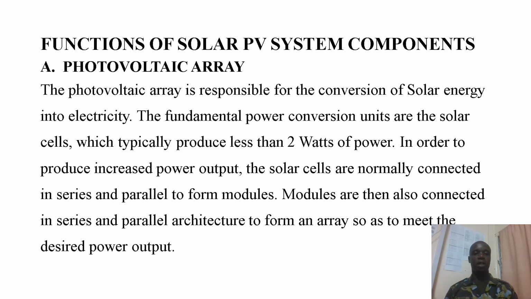So the photovoltaic array is responsible for conversion of solar energy to electricity, and the fundamental conversion unit are the solar cells, which typically produce less than 2 watts of power. So in order to produce increased power output, the solar cells are normally connected in series and parallel to form modules, and the modules are again connected in series and parallel architecture to form an array so as to meet the desired power requirement.